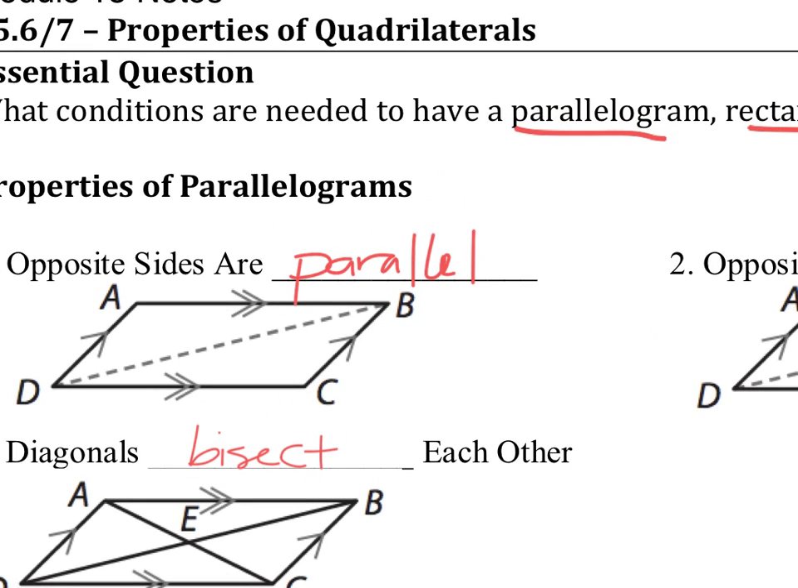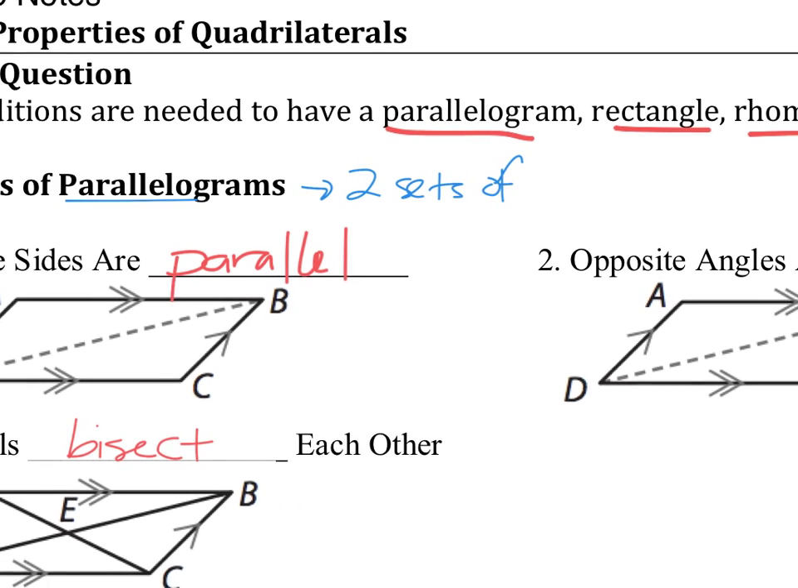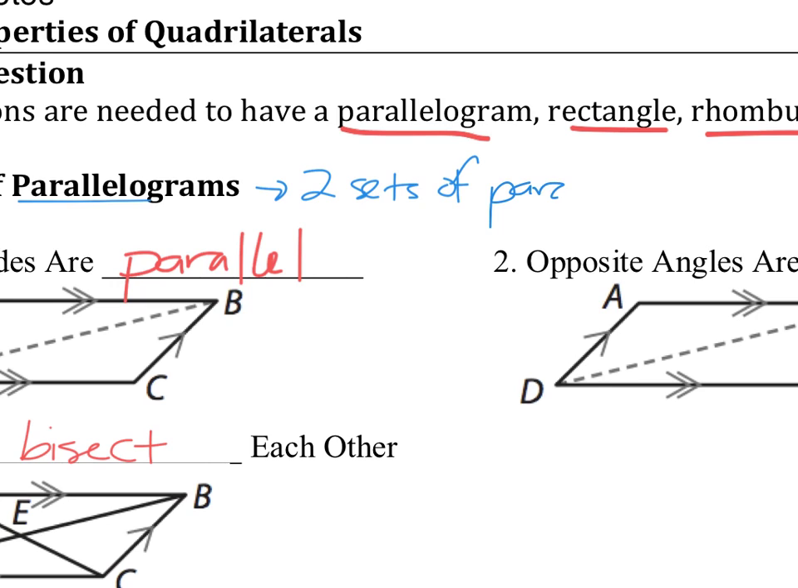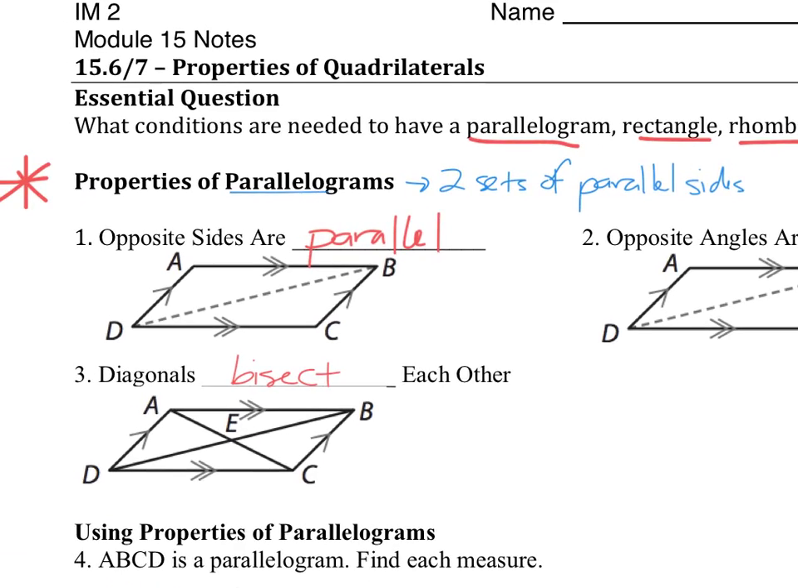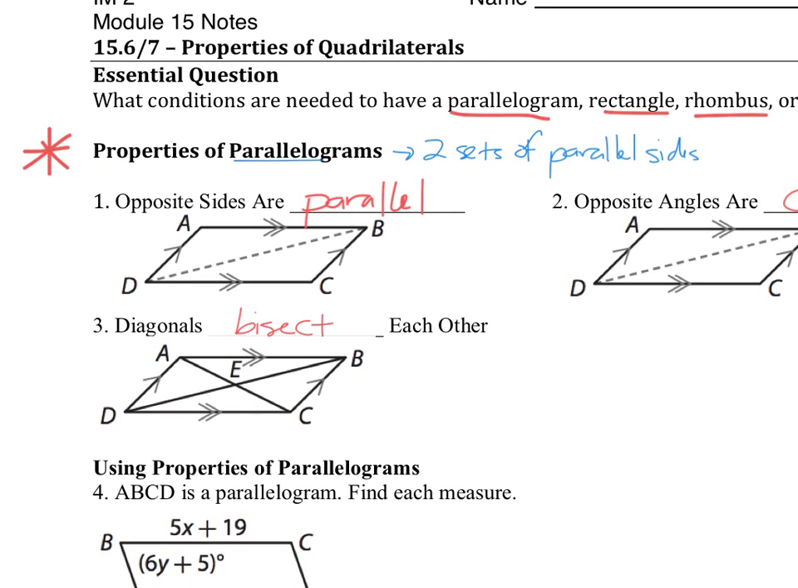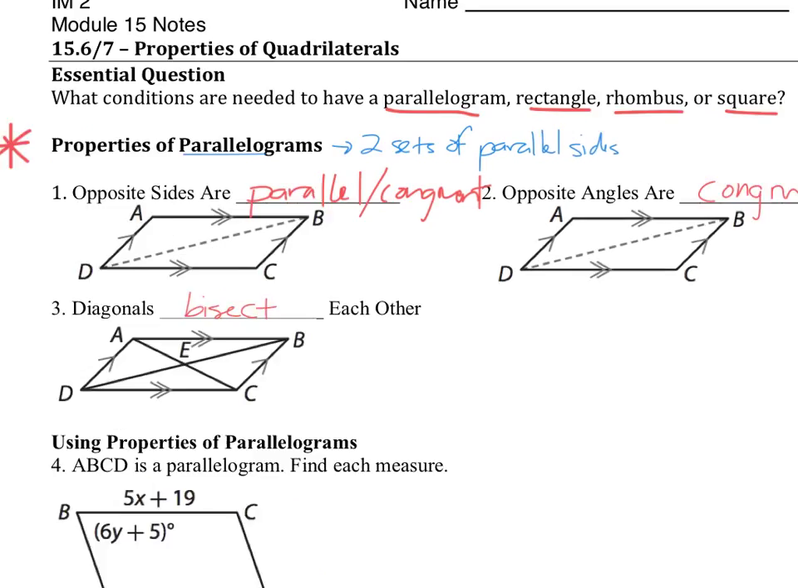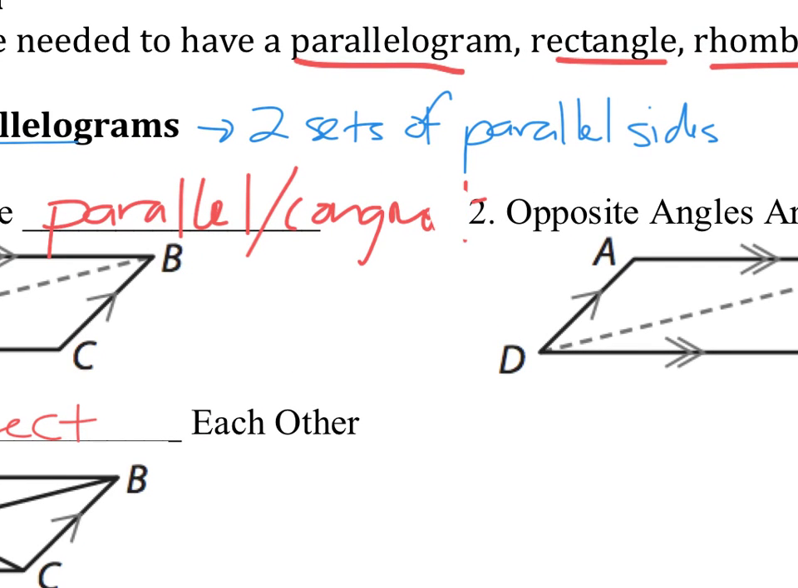And again, the big thing with parallelograms, right, is that we have two sets of parallel sides. And so without those, it's impossible to have a parallelogram. And not only are the opposite sides parallel, but they are also congruent.